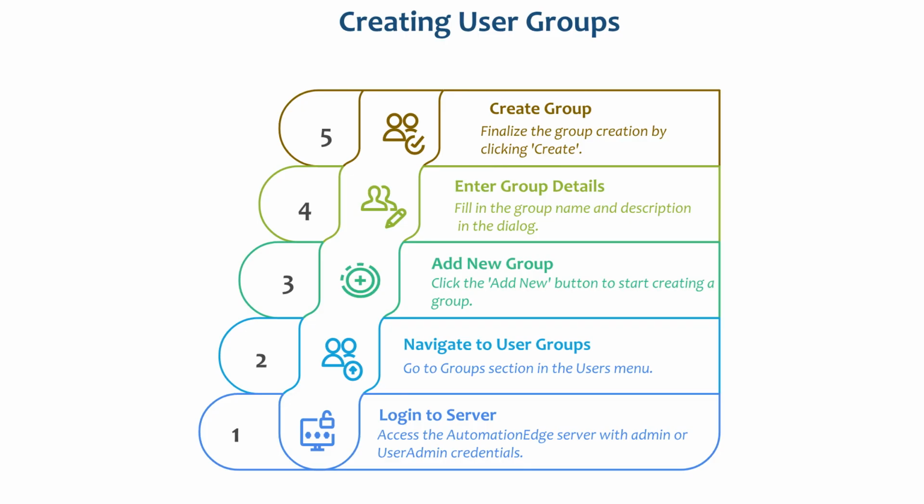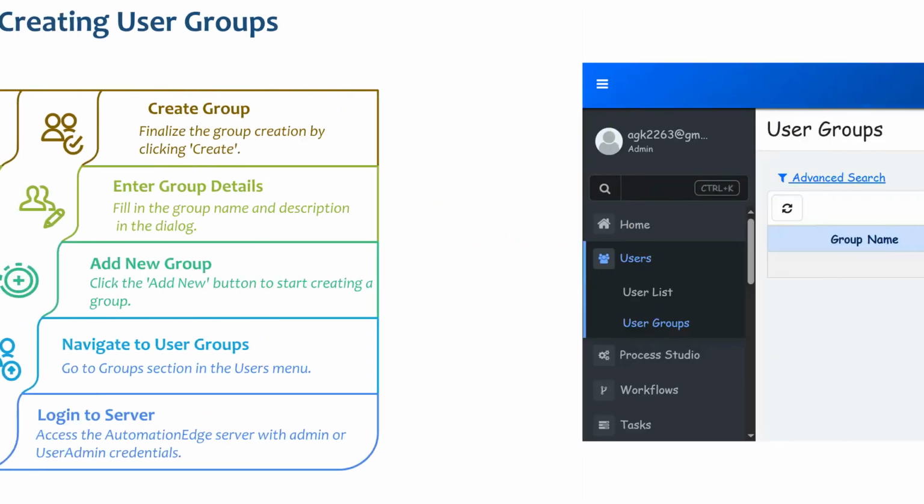Log in to the AutomationEdge server. From the main menu, go to Users, User Groups. Click Add New to open the Create New Group dialog. Enter the group name, for example, HR Operation Workflows, and add a short description if required. Click Create, and your new group will appear on the User Groups page.